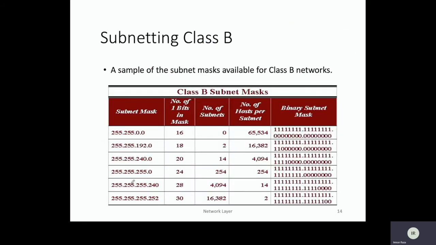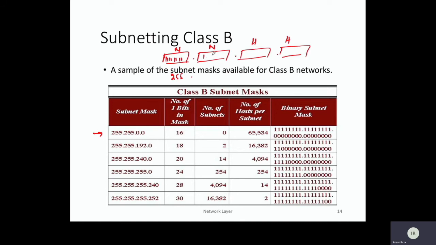Okay. Similarly, this is a different representation for class B to give you a better understanding of the position of the bits. Again, the first field here is representing the default subnet mask. Why? Because we know that in class B, the first two octets represent the network part, and the remaining two octets represent the host portion. And if all the bits are 1 here, this value will be 255, right?